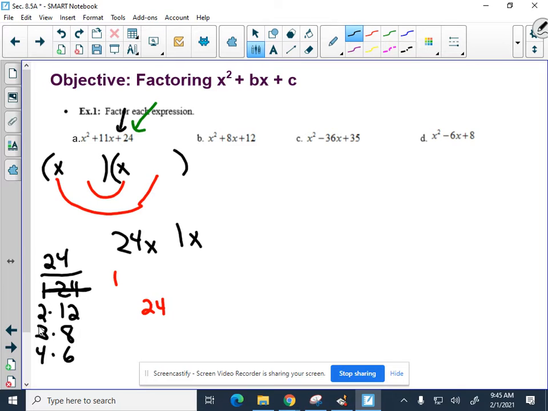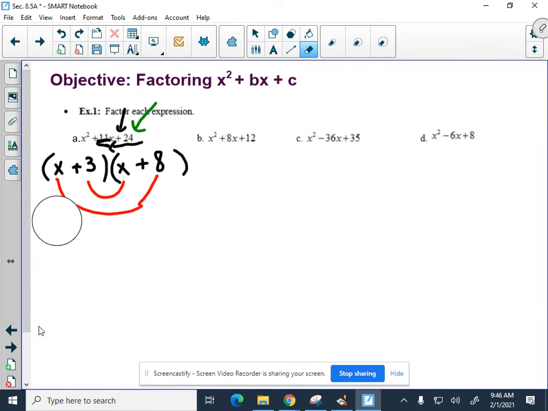It's 24. Now I see the plus sign, but I'm going from right to left. Are you kind of following what I'm talking about? So they have to add together to get what? They have to add to get a positive 11. Do you see two numbers that could add to 11 down there? 3 and 8. So if I make it positive 3 and positive 8, would those add up to positive 11? Now let's check.